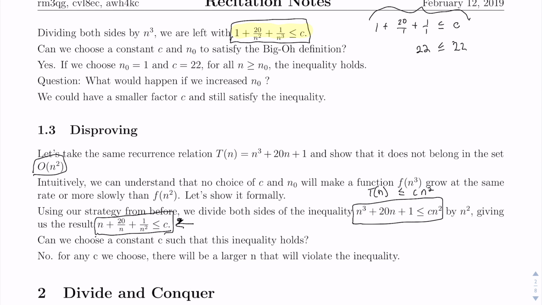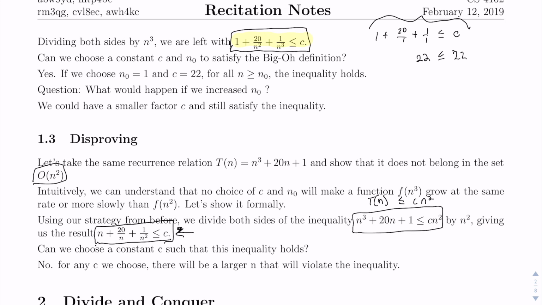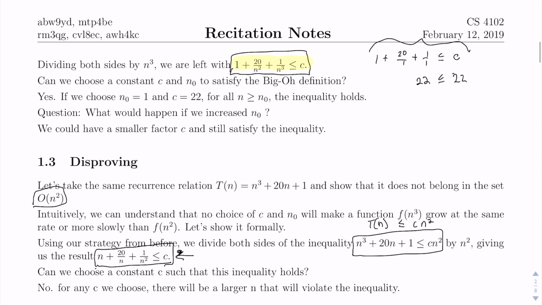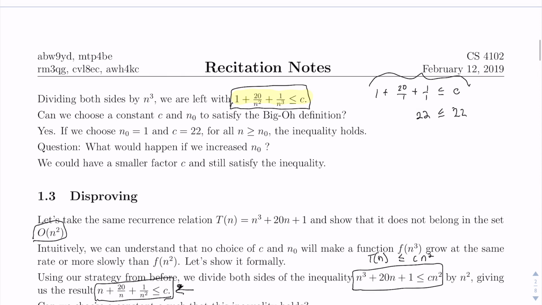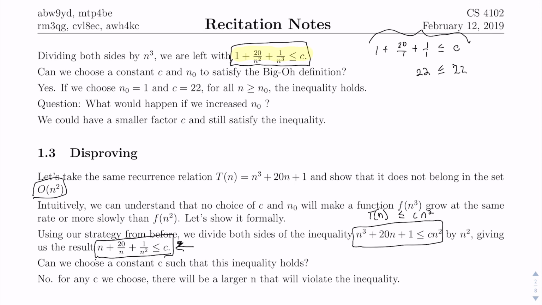We then say that the recurrence relation n cubed plus 20n plus 1 is not in the set big O of n squared. So that gets us through the recurrence relations and big O.